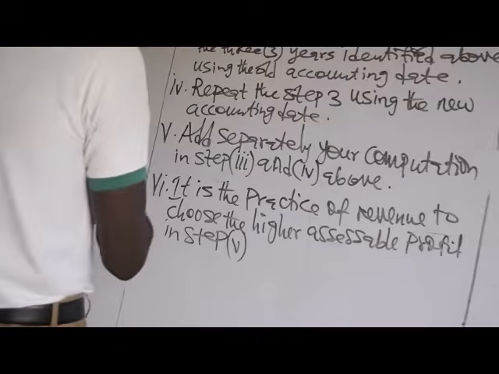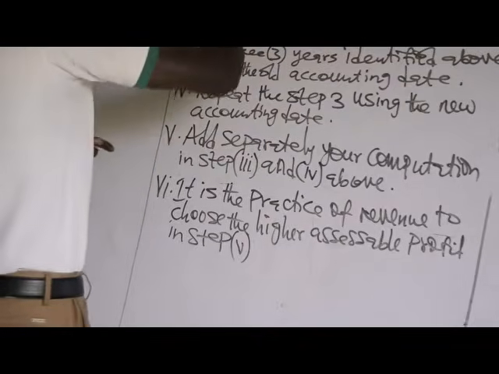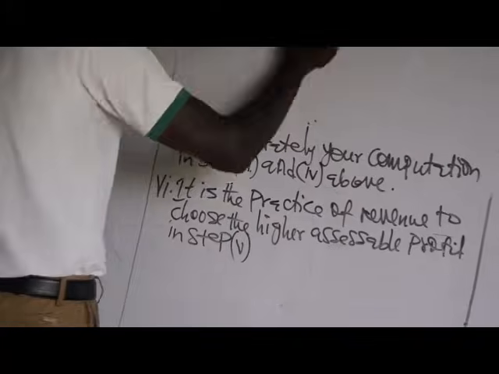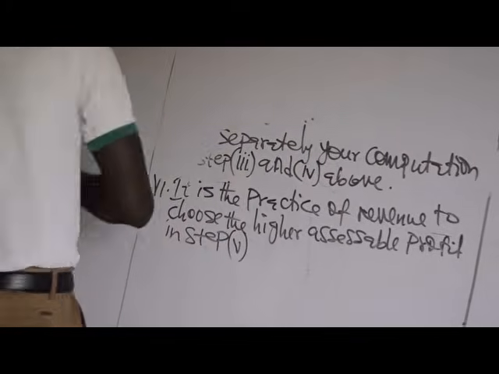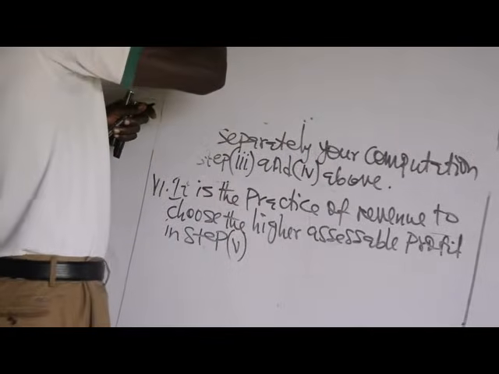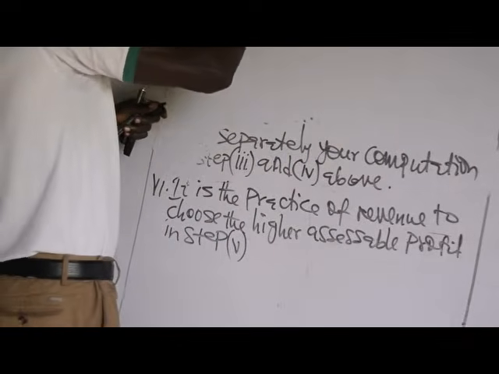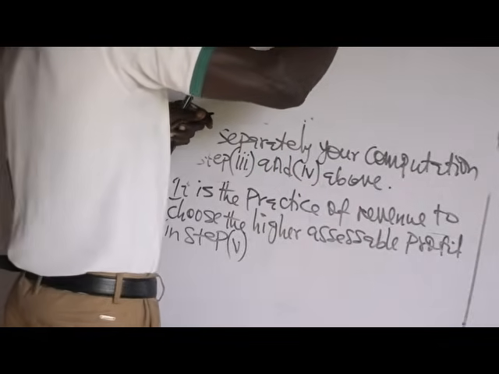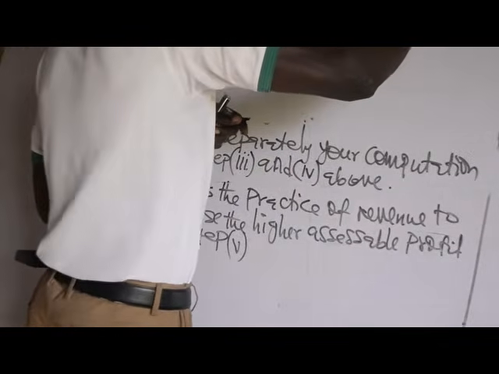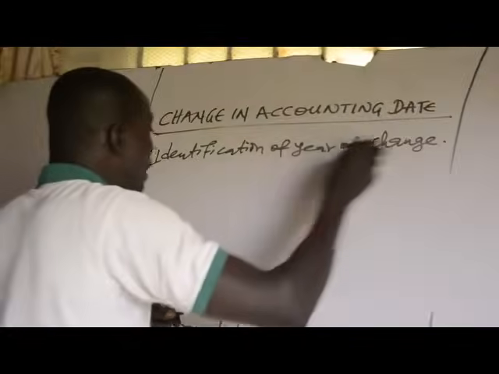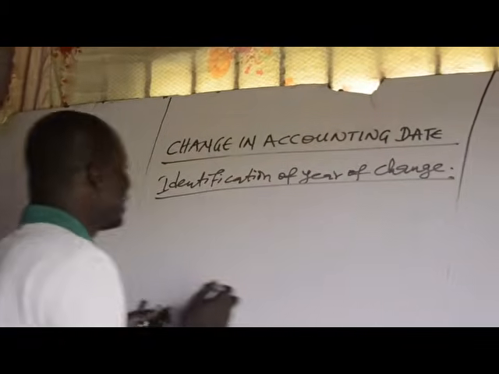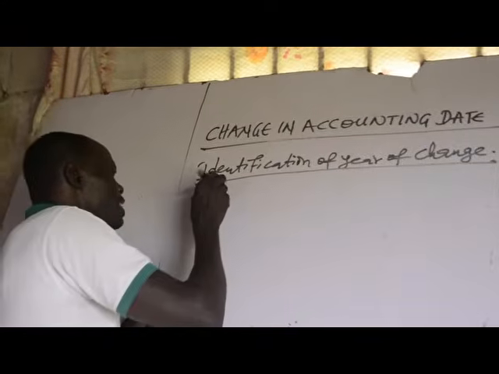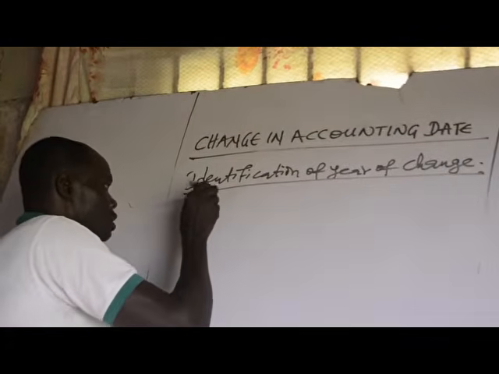So, the principle for identification of the year of change. The principle used in identifying the year of change is called the consistency principle.